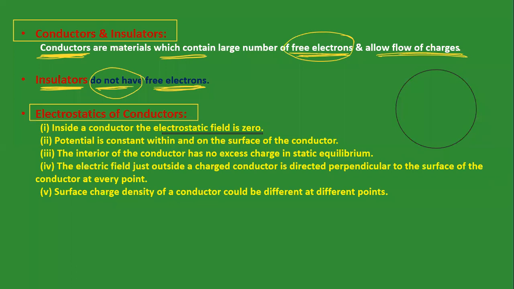If this is a charged conductor, and these are the positive charges given to this conductor, then inside this conductor, electric intensity is 0. So that is point number 1: inside a conductor, the electrostatic field is 0 and the electric intensity is 0. Second, potential is constant, meaning V is constant for inside points. Potential is constant within and on the surface of the conductor.